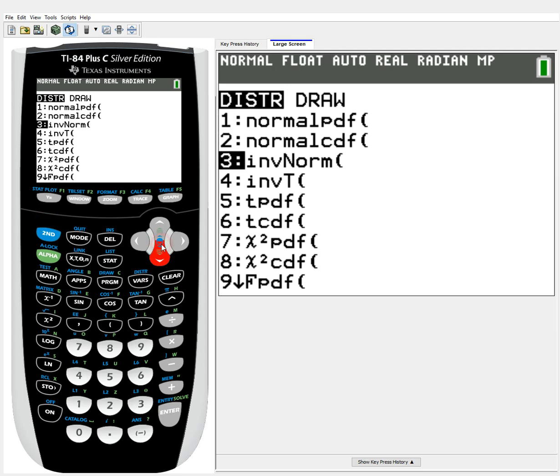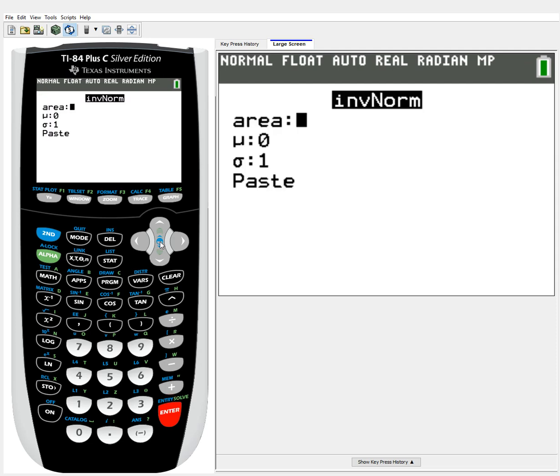Lastly, we have inverse norm. Now, depending on your calculator, you may have an easier time with this. However, I'm going to be doing what most 84 calculators do. If you have a higher version of 84s, then you may have an even better situation here. So what inverse norm is used for is the other way around.